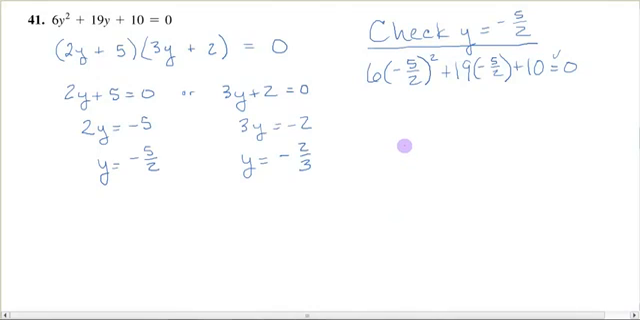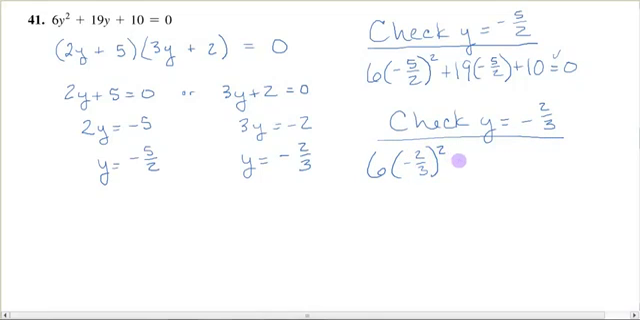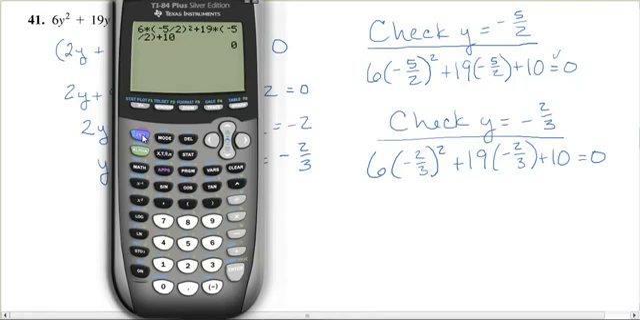Okay? And let's check y equals negative 2/3. Again, put it into the very original problem: 6 times negative 2/3 quantity squared plus 19 times negative 2/3 plus 10 equals 0. And we'll put that into the calculator. In fact, if you want, you can hit the second button and hit entry. It puts the same thing in as you had before, and then you can scroll back and just change the numbers a bit. So this was to be a 2/3, so negative 2/3, and this is to be a negative 2/3, and then hit enter.